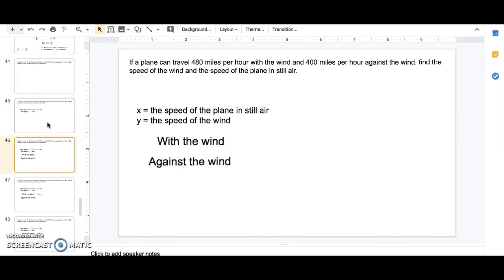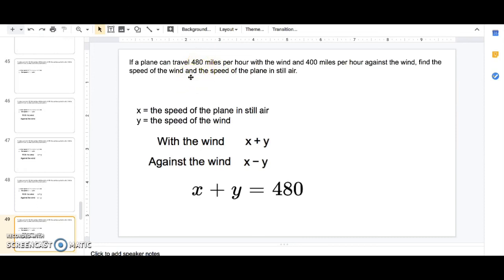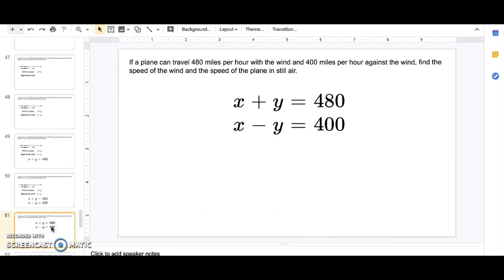Now, when we're going with the wind, you will be adding up your speeds. When you're going against the wind, they're competing, so you will be subtracting them. Okay, so now our miles per hour for with the wind is 480, so we have x plus y equaling 480. We have x minus y equaling 400 when you're going against the wind, and then we can solve our system using those two equations. Alright, so looking at these, I see I have a pair of variables with the same number, just different signs, so that tells me I want to use elimination to solve this.